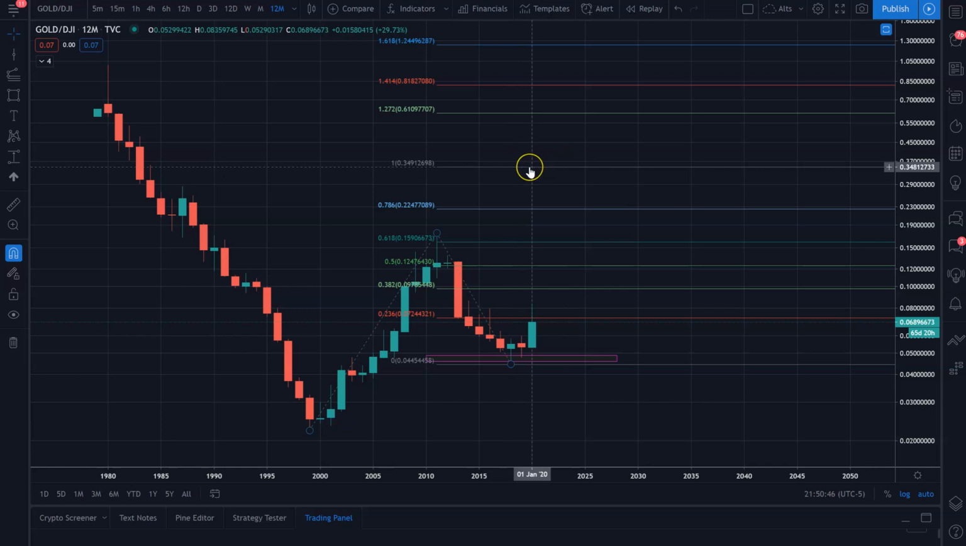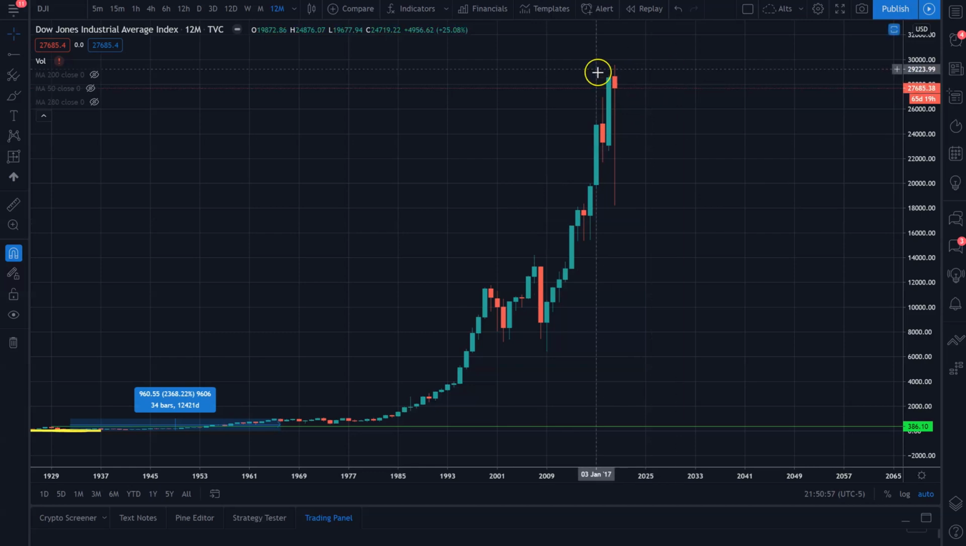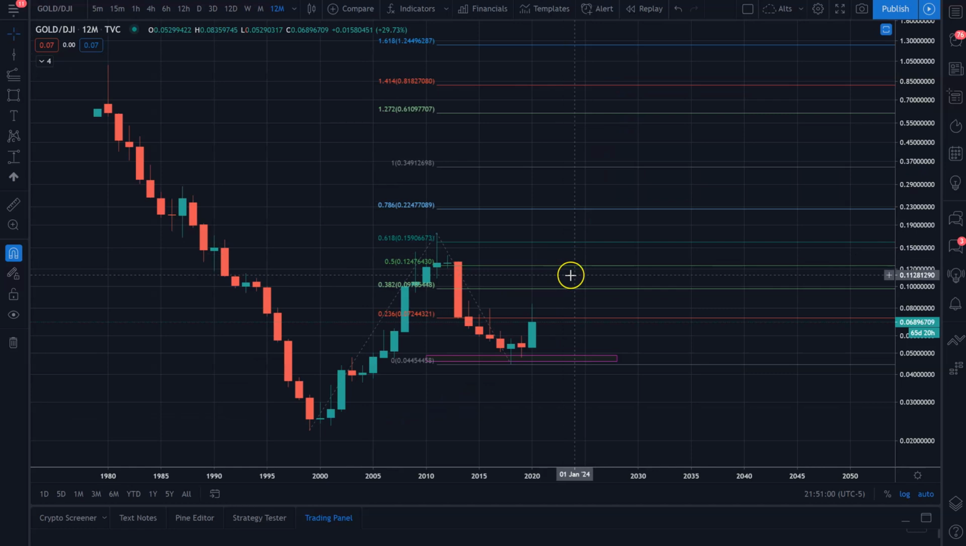Now again, this is how much of the Dow an ounce of gold could buy, right? If the Dow is around 30,000 points or whatever the Dow is at right now. Where is the Dow? It's up around 27,000 or so, okay? That's what this is measuring. So it's not a literal trade. It's not like you actually buy the Dow with gold. It's just a comparison of the two.